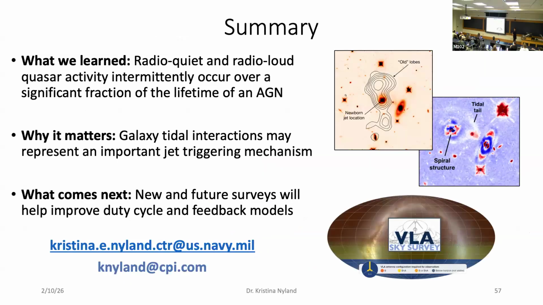So yeah, there's my summary. The main takeaway, if you remember nothing else, is that we think that radio AGN are intermittent, and that matters for understanding jet triggering and how they connect back to galaxy evolution. And there's lots of cool surveys to come.